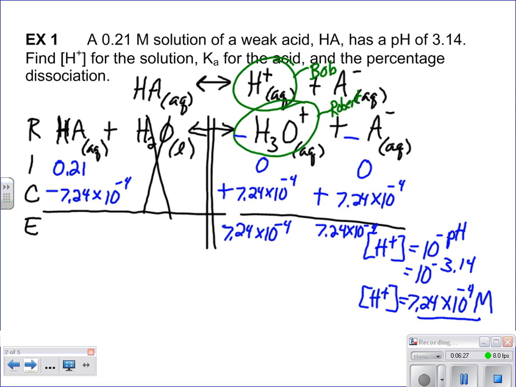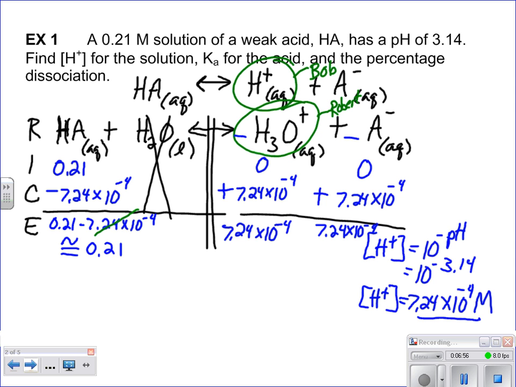Go ahead and plug it in your calculator and convince yourself of this, that when you say 0.21 minus 7.24 times 10 to the negative fourth, and you round that to 2 sig figs, it is pretty much equal to 0.21. So what we saw was that this value, this change, was really negligible. It didn't make a difference for us by subtracting that. It's still the same as our initial concentration.